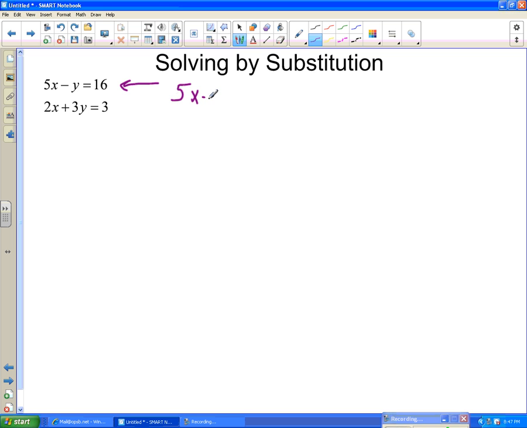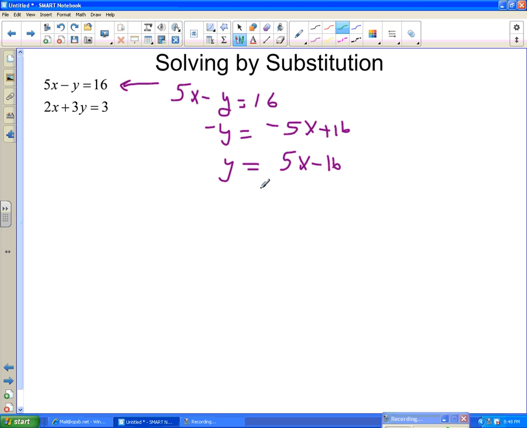Sometimes we solve for x and sometimes we solve for y. Again, you're just looking for the easiest variable to solve for, and typically you're looking for a coefficient of 1 or negative 1. So here, if I solve this for y, I'm going to subtract 5x from both sides, so negative y equals a negative 5x plus 16. And I want to solve it for y. I don't want to solve it for negative y, so I need to go ahead and multiply across by negative 1. So I get a positive 5x minus 16. Okay, so that gives me my expression.